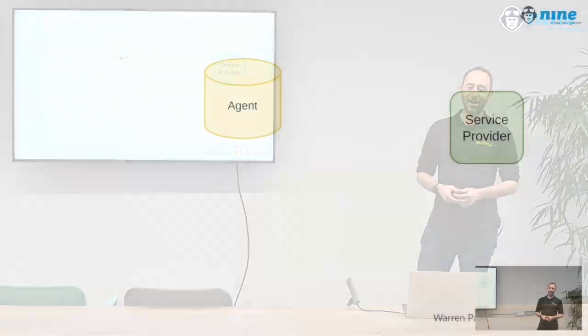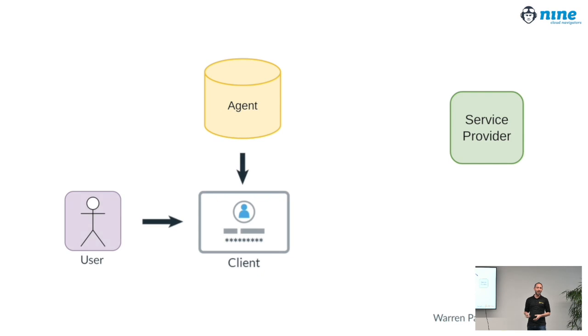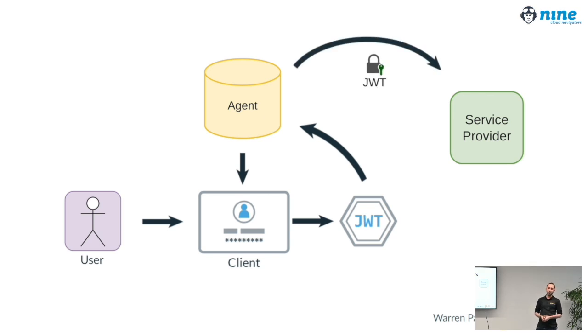Okay, so let's assume we have an agent that wants to access some data from a service provider. Well, it needs an access token, right? So it asks the user to log in, the user logs in, proving their identity, which generates some sort of JWT that is passed back to the agent, and the agent can utilize that to access the service provider. You verify the JWT is actually valid, and then return the data back to the caller.